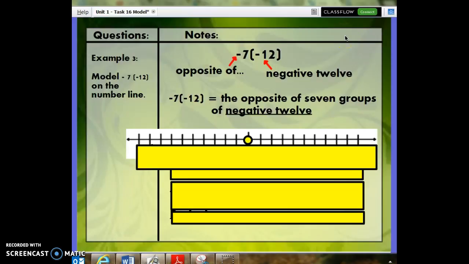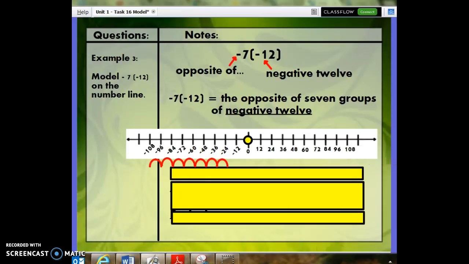Since each of the 7 groups has negative 12 in it, I'm going to set my number line up by spacing by 12s. Like so. And then remember, I'm going to go in the opposite of the negative direction. 7 groups of negative 12 would look like this. We'd go to the negative side. But since we're doing the opposite of a negative, we go to the right.